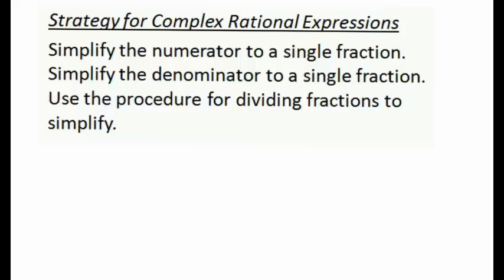We're going to take a look at the numerator and try to simplify that into a single fraction. After we're finished with the numerator, we're going to take a look at the denominator and simplify that into a single fraction. Once we have the numerator and denominator both as single fractions, we can use the procedure for dividing rational expressions to simplify our current rational expression. This is best illustrated through a couple examples, so let's jump right in.